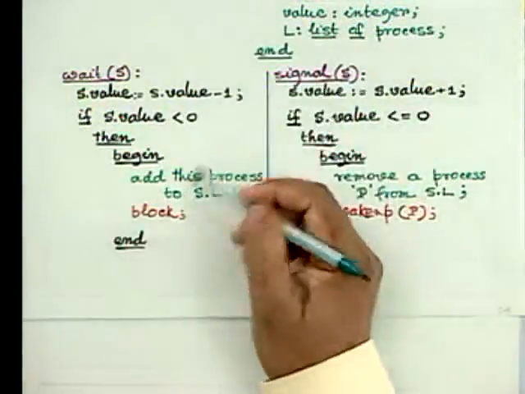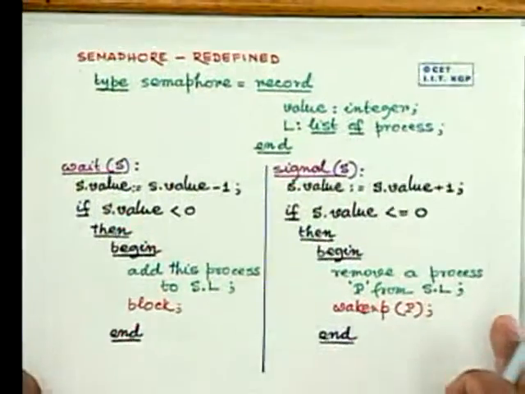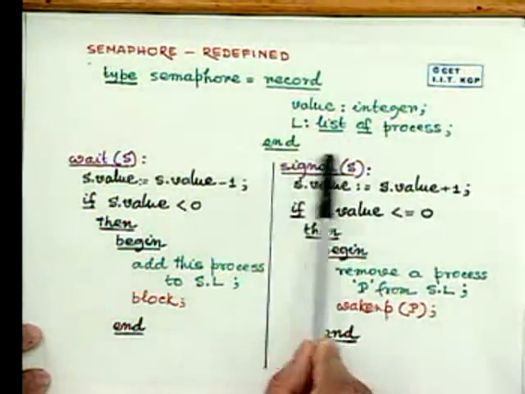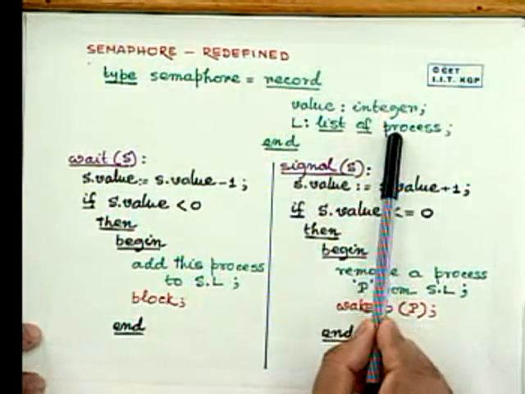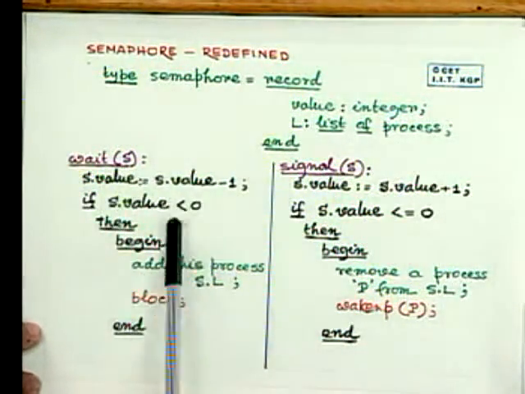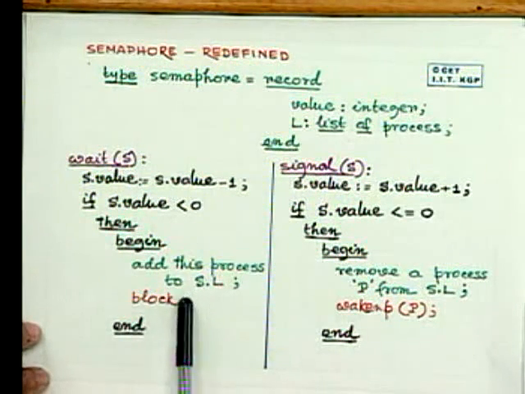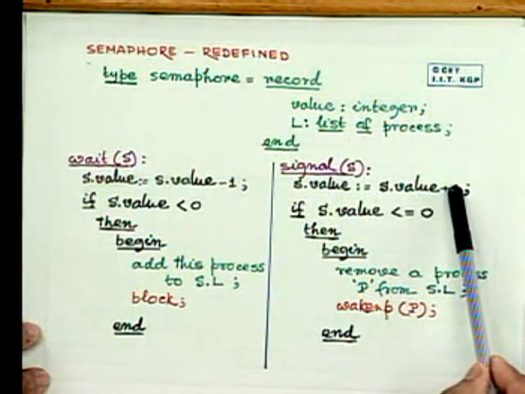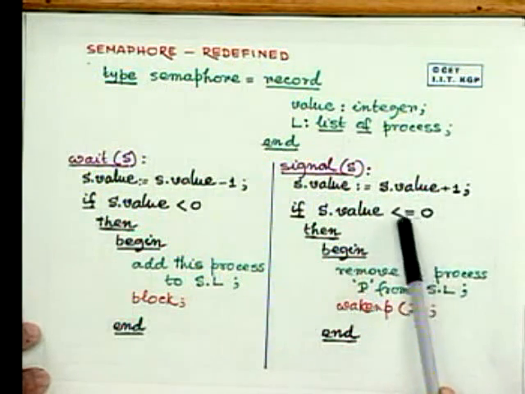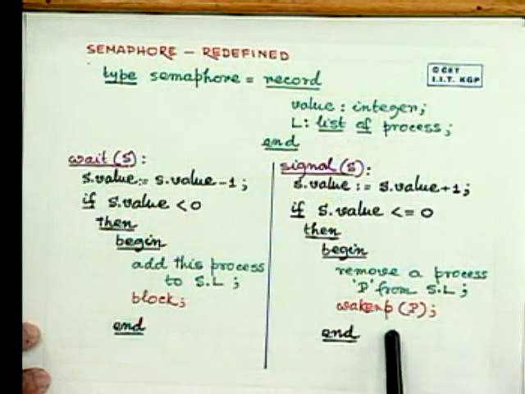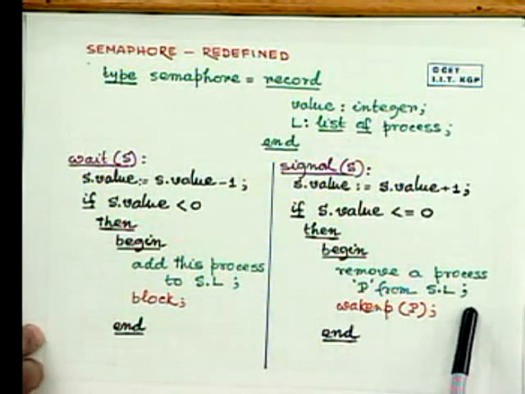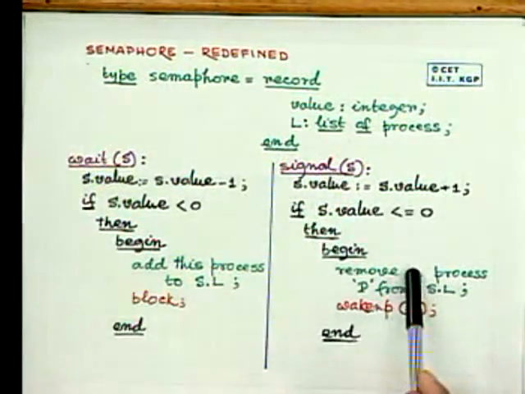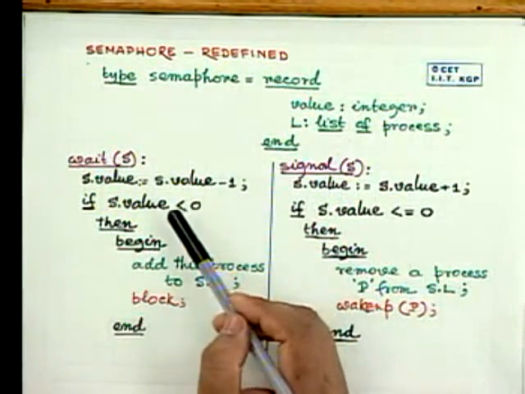Now this is therefore the semaphore redefined. We define the semaphore, repeating once more, as a record: the value part and a list of process part. Wait decrements it, and if the value is found to be less than 0, then the process is blocked and added to the list. Signal increments it, and if the value is found to be still less than or equal to 0, then one process is removed and that process is sent to the ready state.